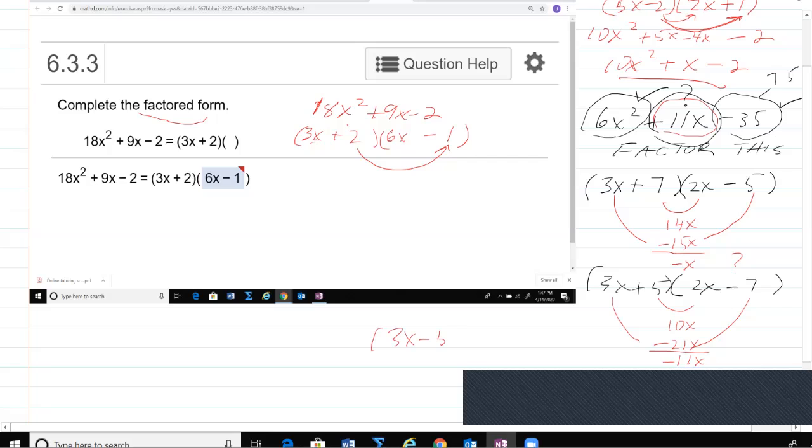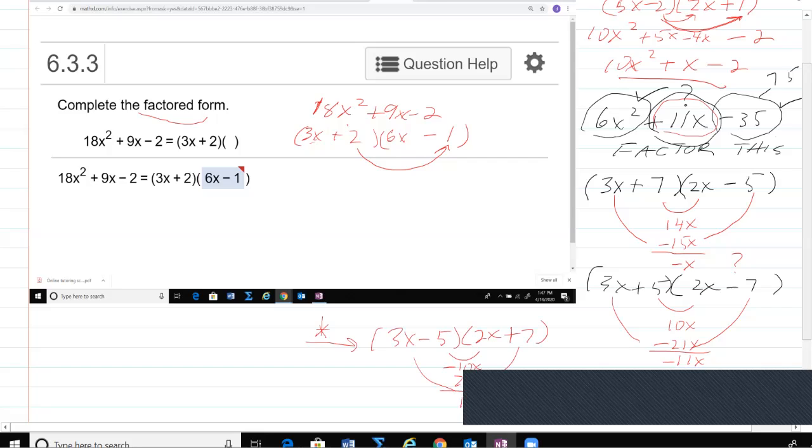3x minus 5 with a 2x plus 7. Let's try it now. We got a negative 10x and we have a positive 21x. That makes 11x. That's perfect. This is our answer. Okay, that is our answer.